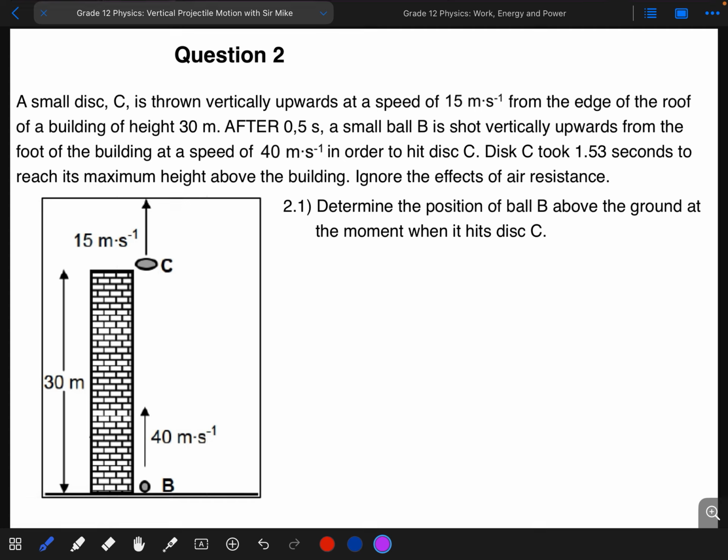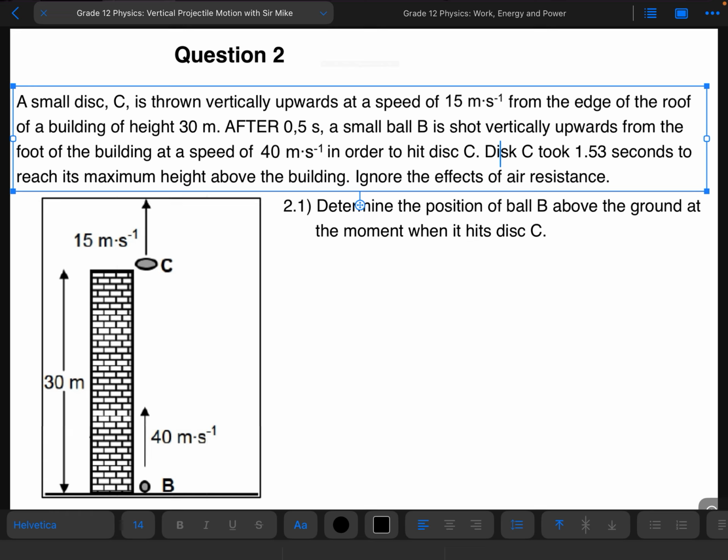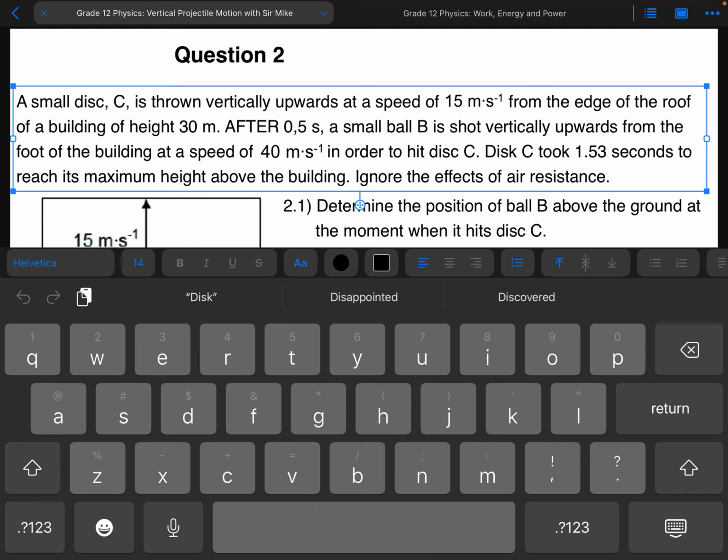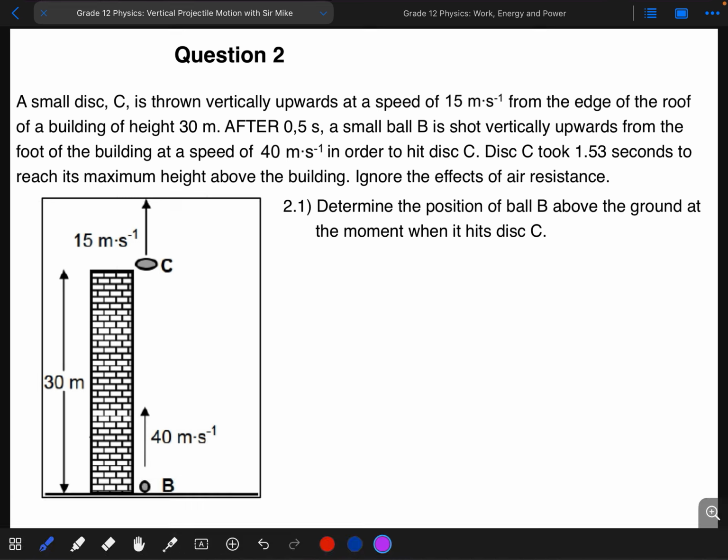So in this case, for question 2, they say that a small disk, C, is... actually, not that, I actually wrote it wrong. So that's actually SC, right, not SK.